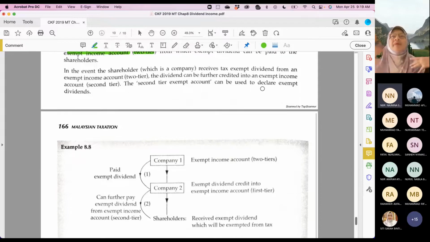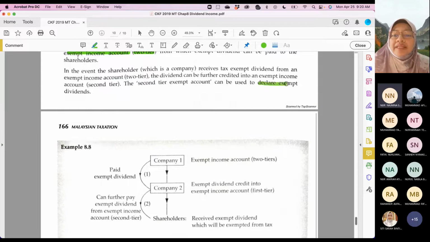So it means that whenever you receive any income which is exempted from tax, that exempt income has to go into the exempt account. From the exempt account, you can declare dividend. When you declare dividend from your exempt account, the dividend is an exempt dividend. So we call it a 2-tier because you can give the exempt dividend at 2-tier level.